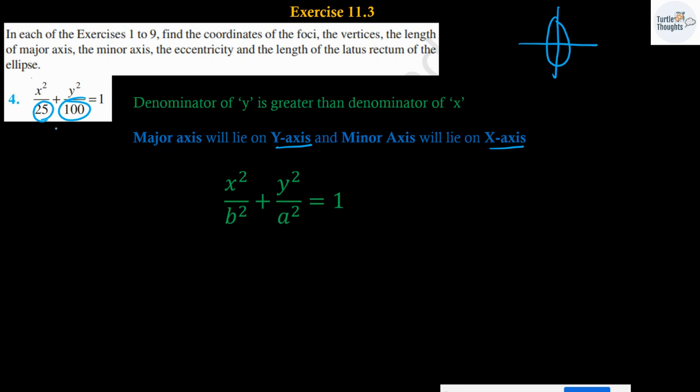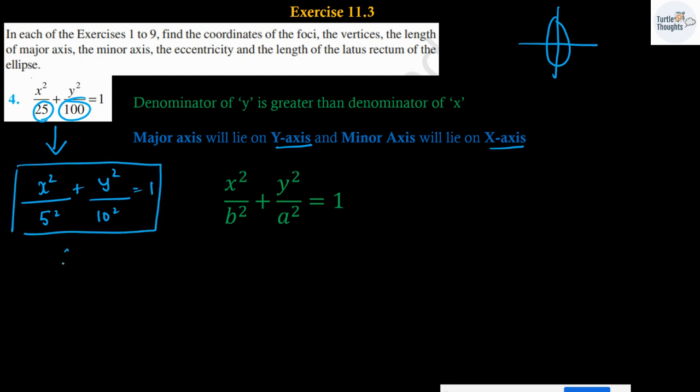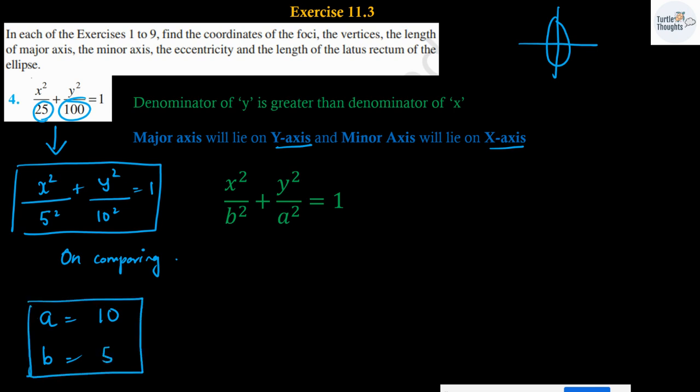Let me take the equation which is given to me. It is x square divided by 25, which can be written as 5 square, plus y square divided by 100, which can be written as 10 square, is equal to 1. On comparing both of the equations, I will be getting the value of a and b. I will be getting the value of a as 10 and the value of b is going to be 5.